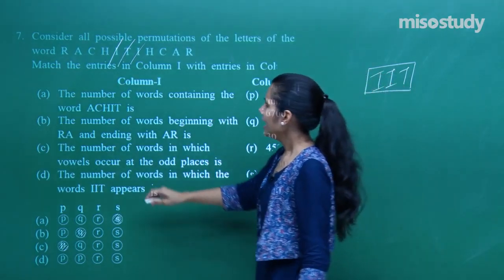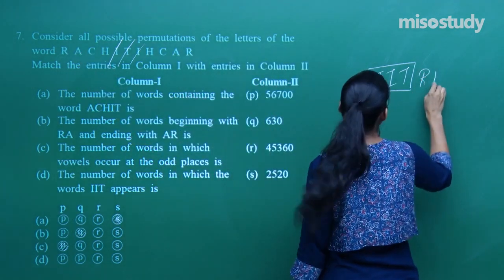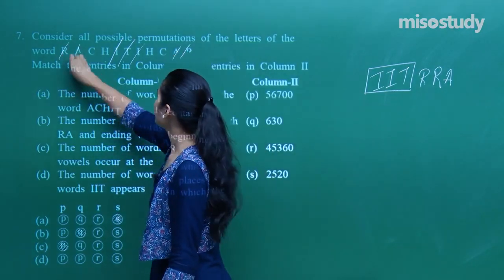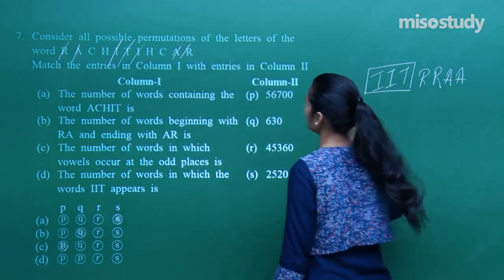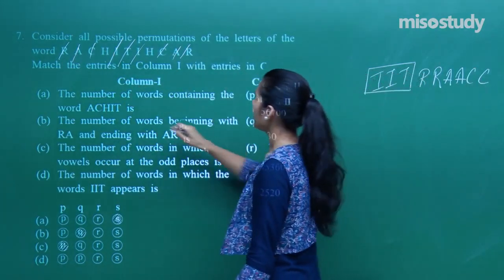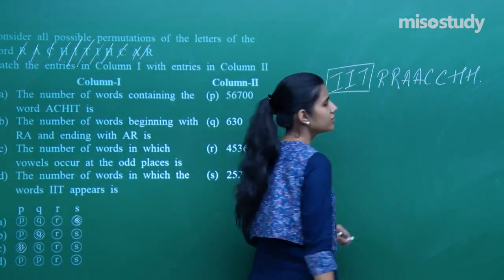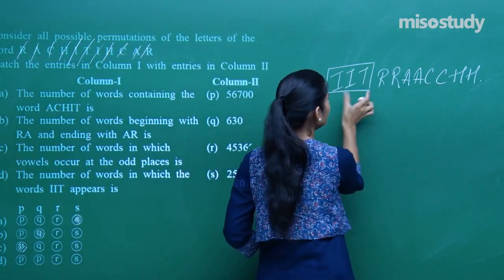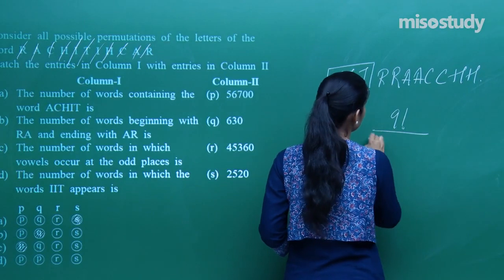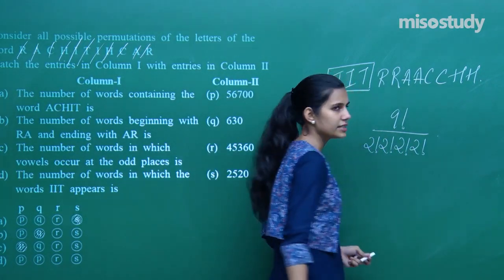8 letters, out of which now there are R, A, C. Let me write R, R, R, R, A. Then I have C, C, and then I have H, H. So there are just 9 letters: 1, 2, 3, 4, 5, 6, 7, 8, 9. I can arrange them in 9 factorial upon 2 factorial, 2 factorial, 2 factorial, 2 factorial ways.